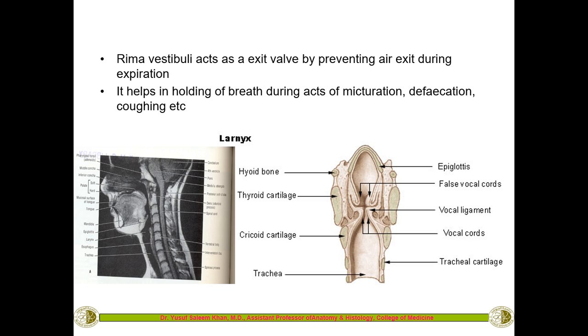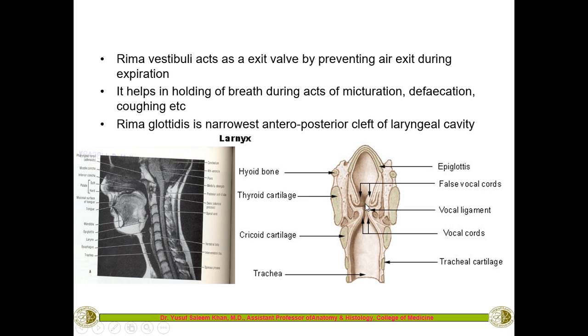This is important in holding the breath. Whenever these two vestibular folds contract, it helps in holding the breath, and this act is very important in micturition, defecation, coughing, sneezing, and during labor. All these acts need pressure to be transferred to the abdomen, and this is done by holding the breath, by bringing the two vestibular folds very close and closing the rima vestibuli.